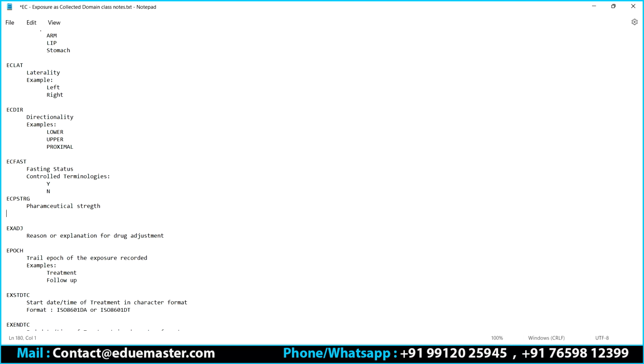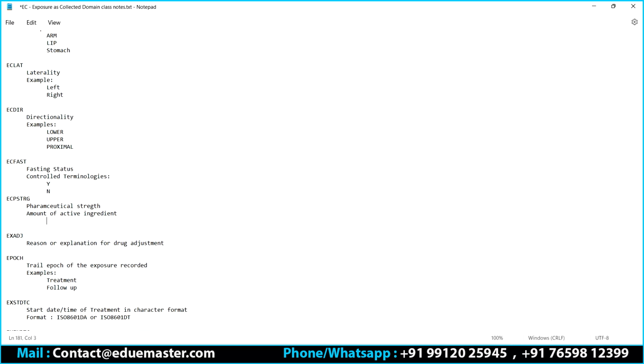What do you mean by that? What do you mean by the strength of this particular one? I can simply talk about this as amount of active ingredient. So you have the ingredient list, right? There are a lot of ingredients in your medicine, a lot of composition. So what is the active ingredient and what is the composition of that one? We are going to give this information, but you need to give this information per dosage.